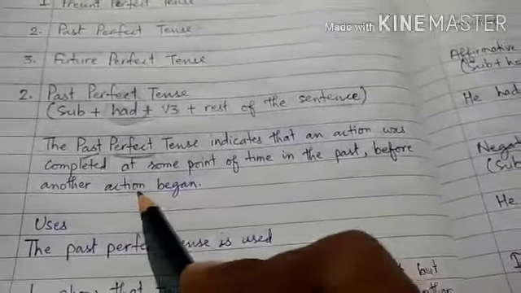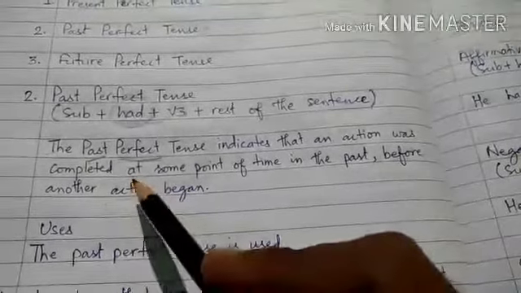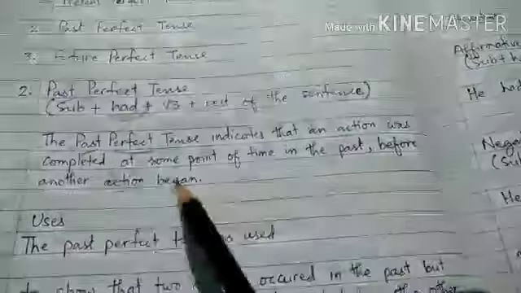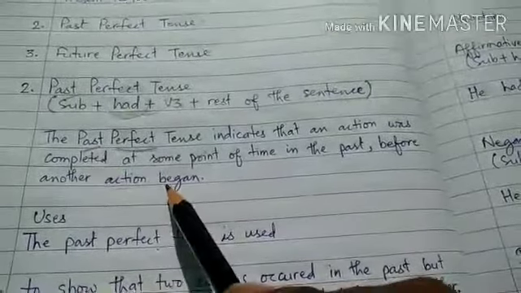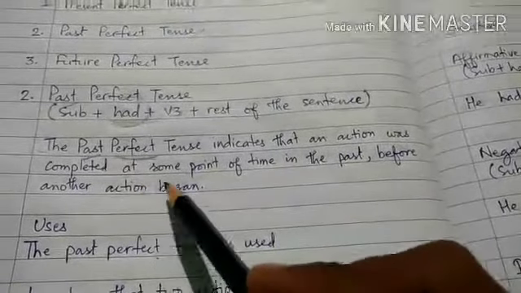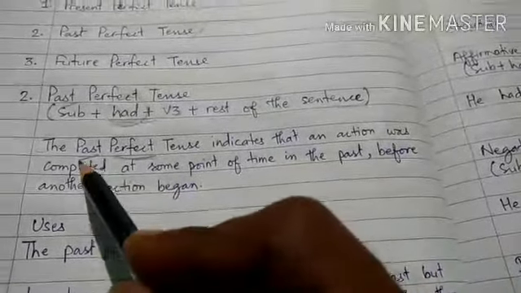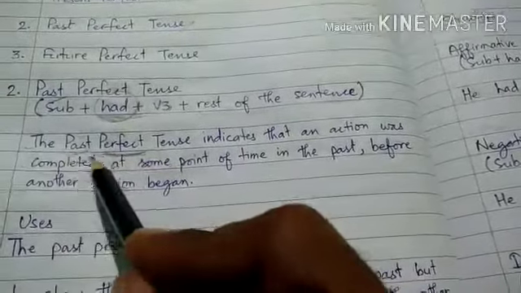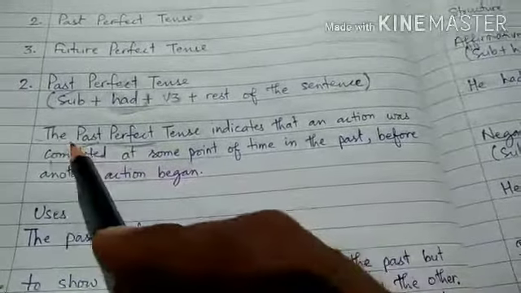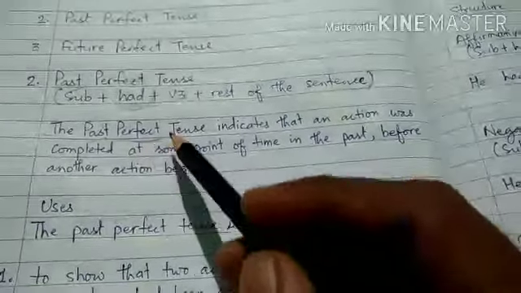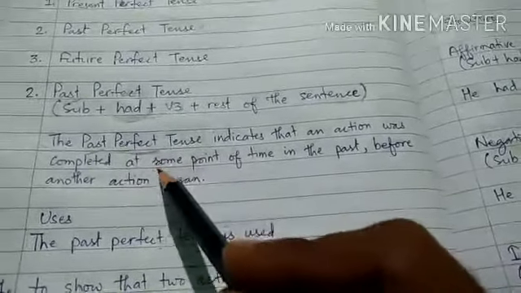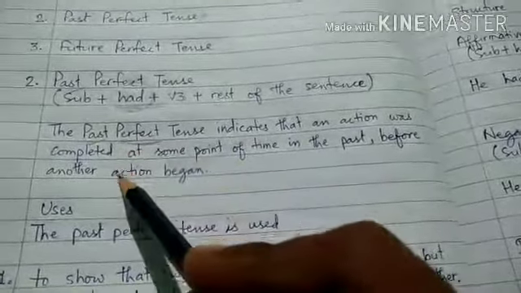That means most of the time when we speak about actions using the past perfect tense, we mostly speak about two actions. One, the action which had begun after the action taking place in the past perfect tense. Okay, so through the past perfect tense we express those actions which had finished before another action began.